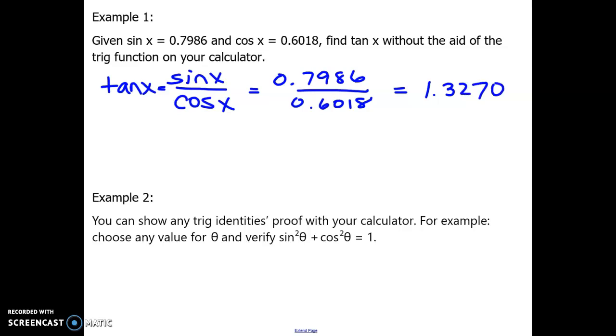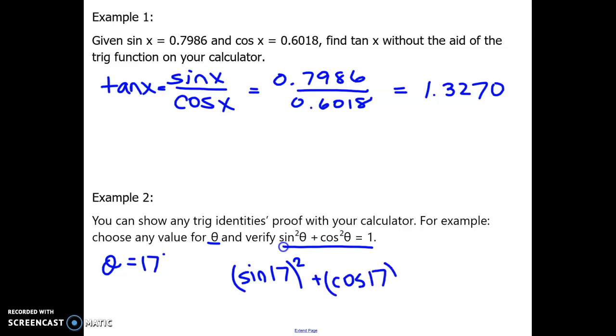So for example 2, to show that the identity works for any value of theta, I'm just going to say that theta equals 17 degrees. Okay? You could say any number you want. So we could take sine 17 squared and add that to cos 17 squared. And just by calculating that on your calculator, give it a try, but it should equal 1.